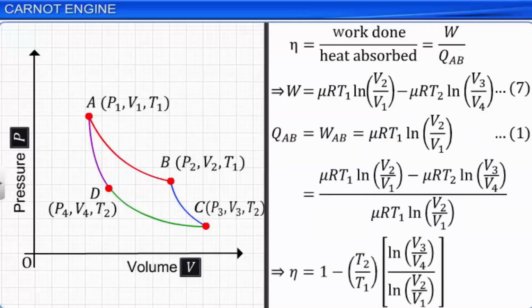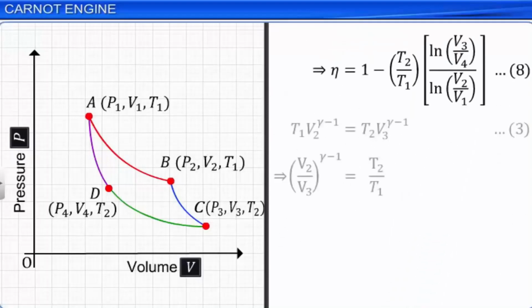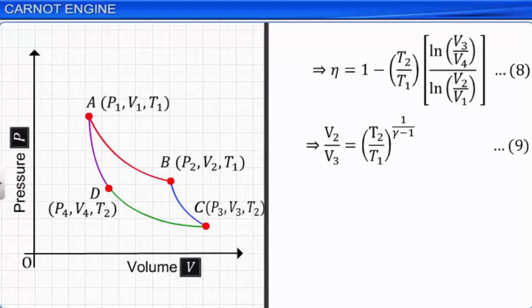Equation 3 can be rewritten as V2 by V3 is equal to T2 by T1 to the power of 1 by gamma minus 1. Let this be equation 9. Similarly, equation 6 can be rewritten as V1 by V4 is equal to T2 by T1 to the power of 1 by gamma minus 1. Let this be equation 10.